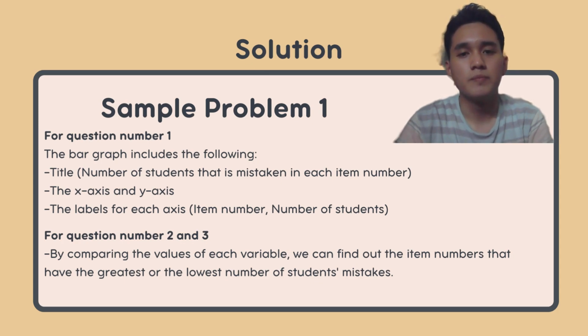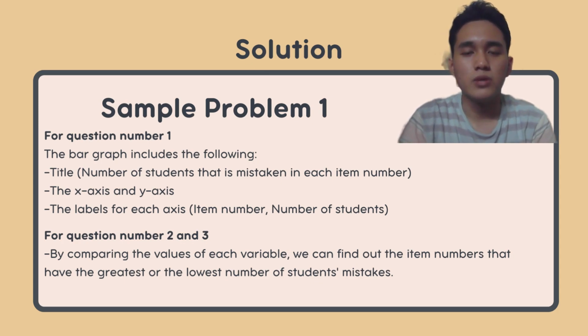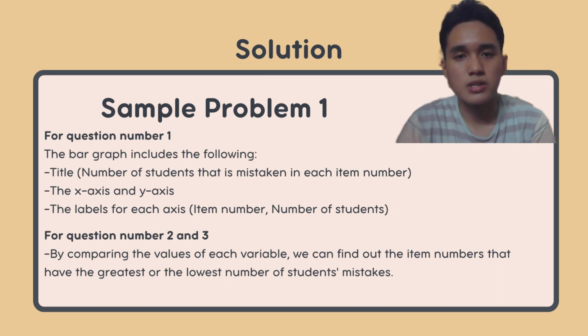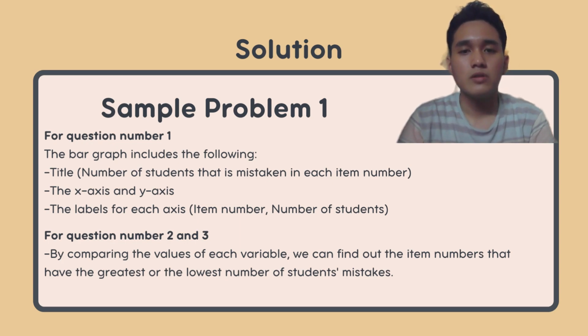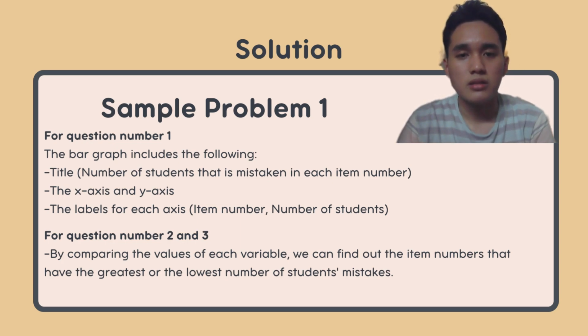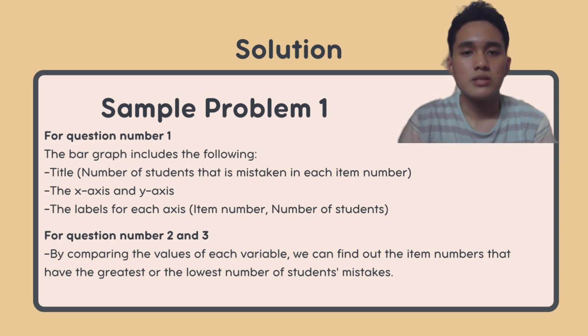So, the bar graph for problem 1 should look like this. It should consist of the title, the x and y axis, and the labels for each axis. The title for the bar graph in problem 1 is "Number of Students That Made a Mistake in Each Item Number." The labels are item number and the number of students.